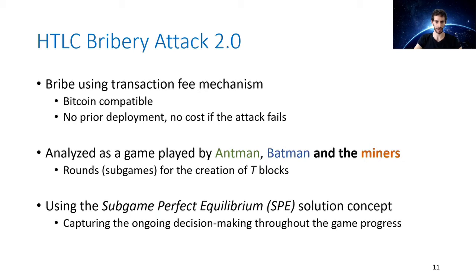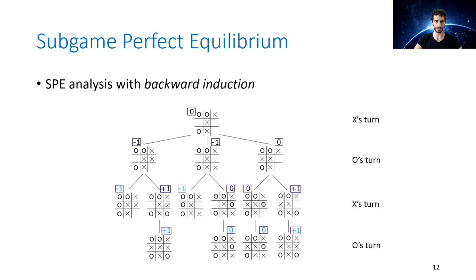We consider rounds, or subgames, describing the creation of the T blocks. The suitable solution concept for this game is subgame perfect equilibrium. This captures the ongoing decision-making that all involved parties make throughout the game progress.